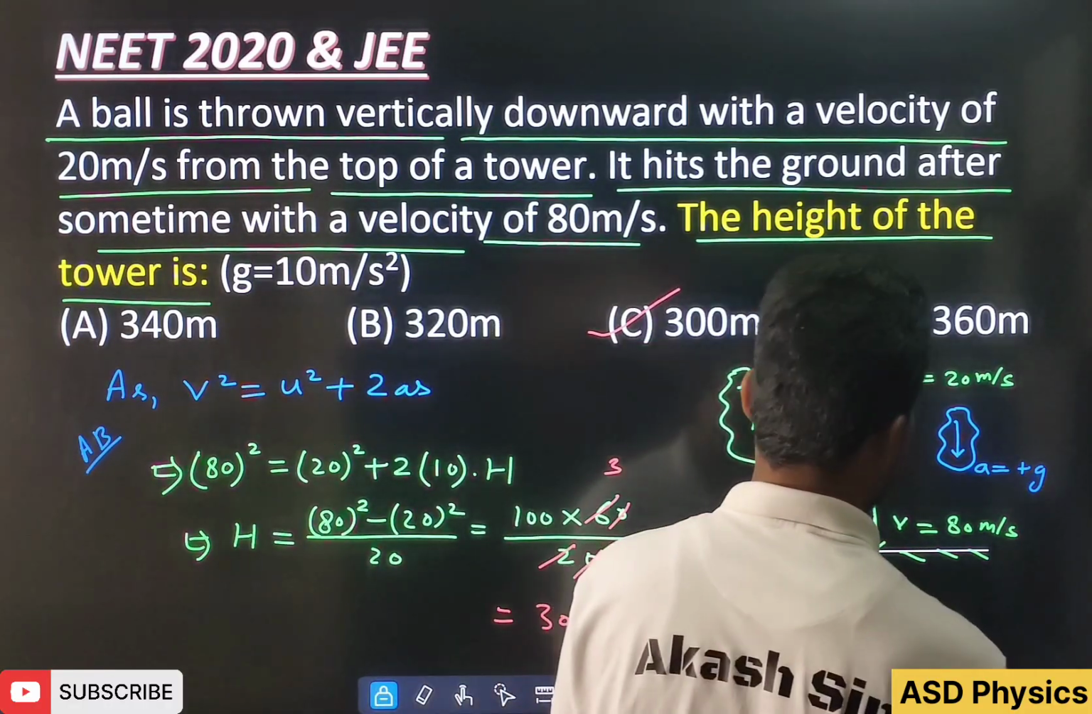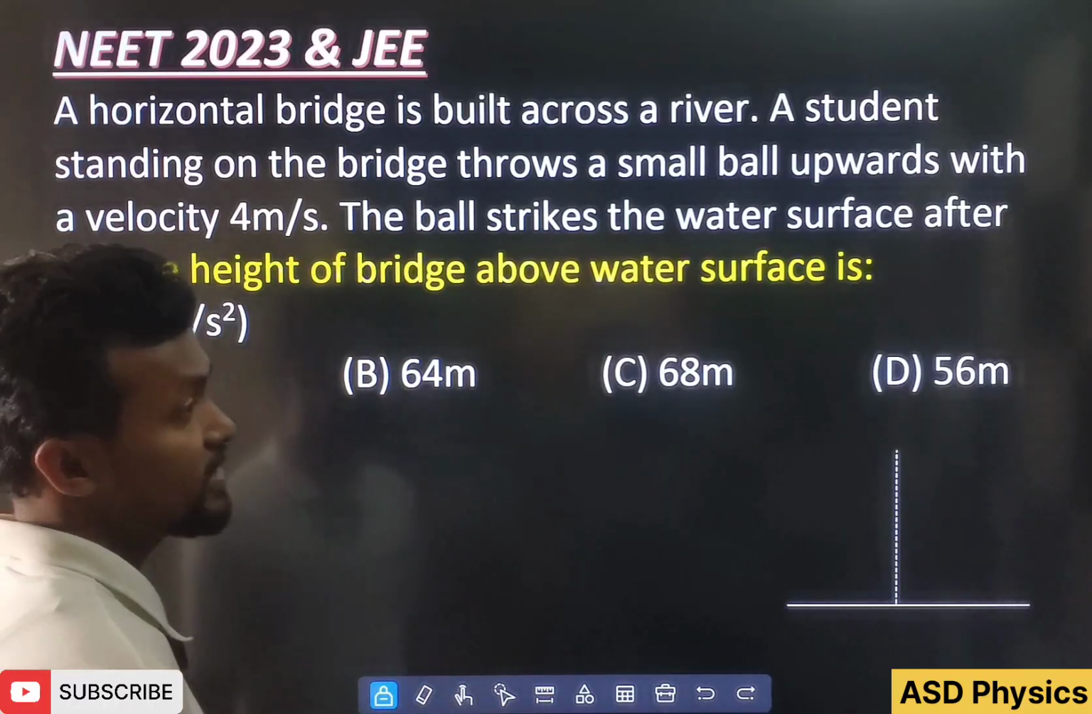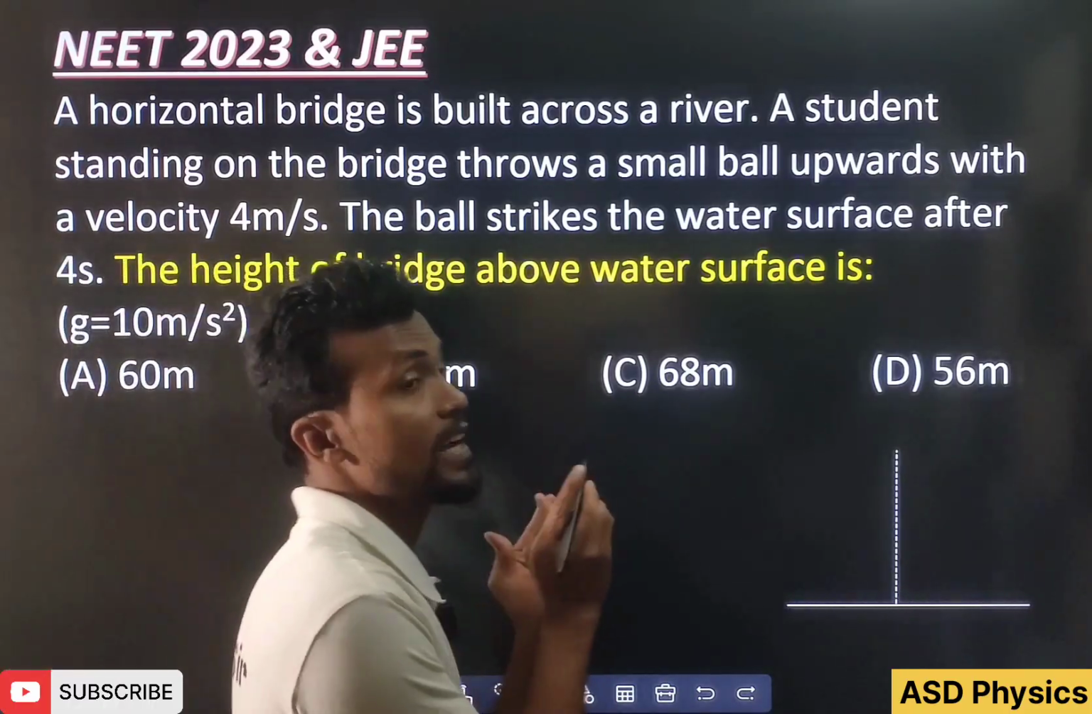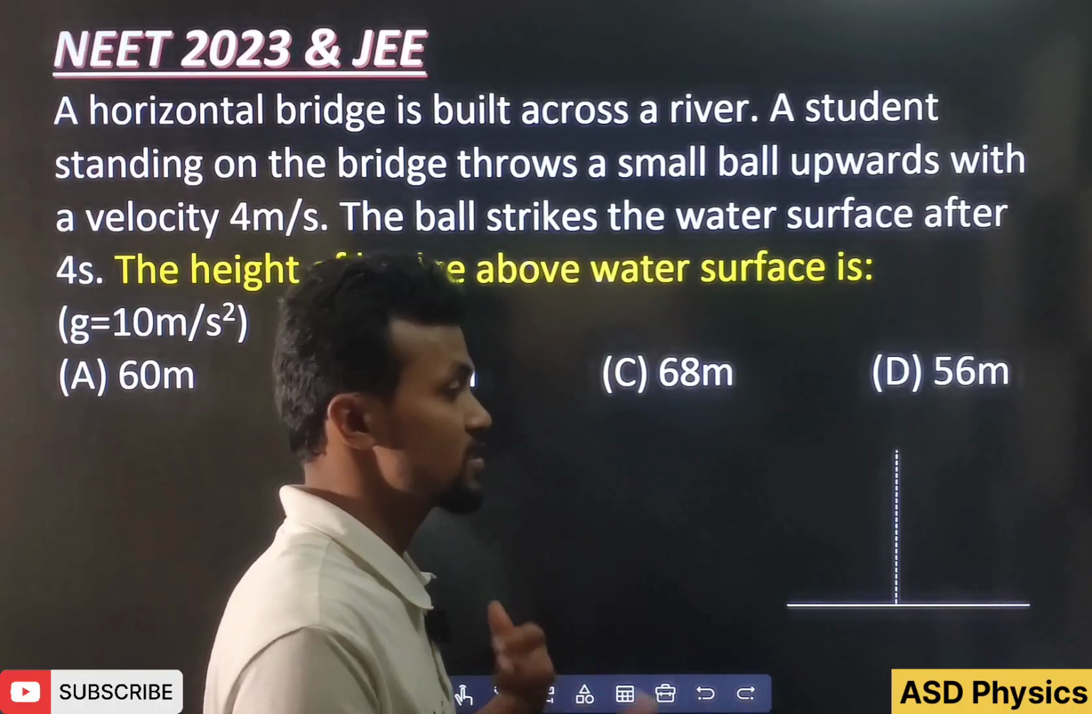Great. Now let's move to the next question, asked in the NEET 2023 exam. Sign convention in this kind of question is very important. If the sign convention is not clear, then the answer will not come.